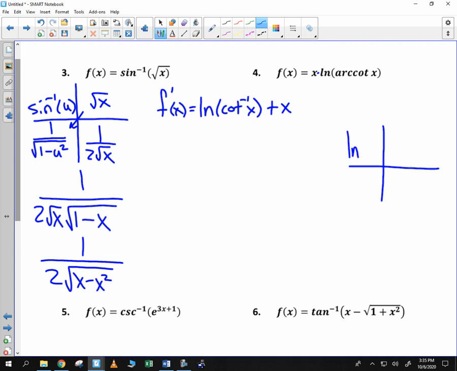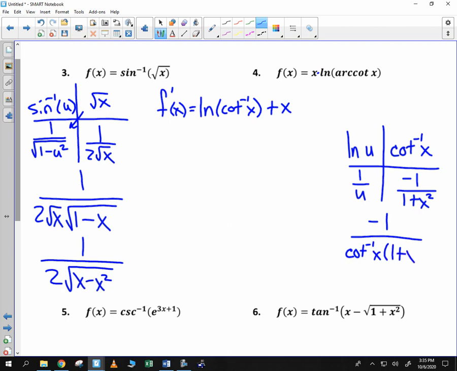I have the natural log of u. I have cotangent inverse of x. The derivative of cotangent inverse is -1 over 1 plus x squared. The derivative of natural log of u is 1 over u. When you multiply these together, you do get -1 over cotangent inverse of x times 1 plus x squared. So we're going to put that guy right there.